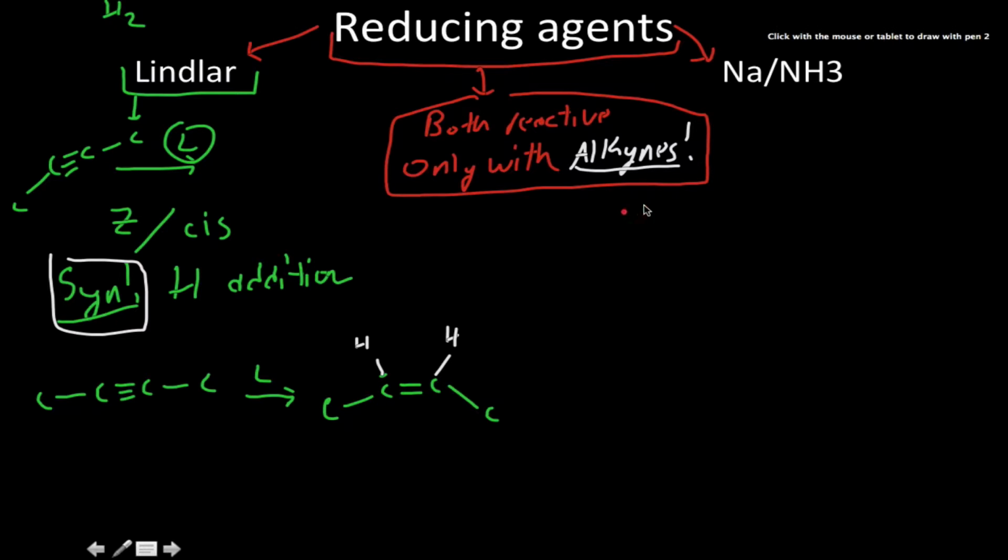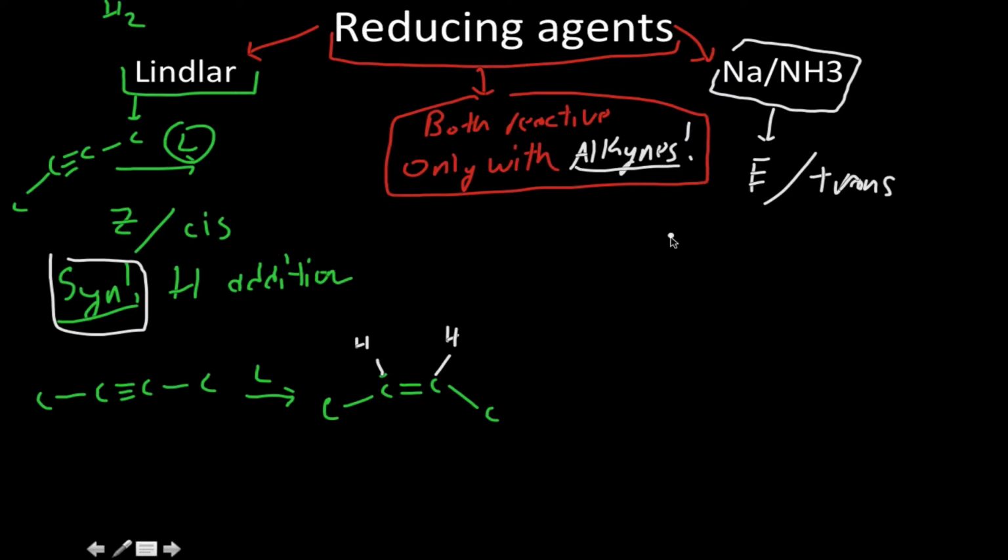The other one is sodium and ammonia. Liquid ammonia is the solvent here. Just like Lindlar's, these are both only reactive with alkynes. It won't do anything to an alkene. The only difference is, whereas in Lindlar's it was a cis, Z, and syn addition, this one gives an E, trans configuration for your alkene, and it is an anti-H addition.